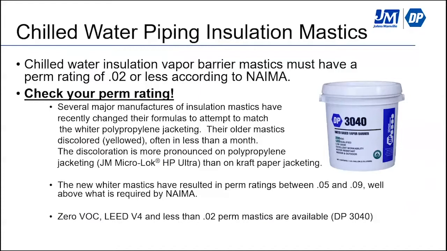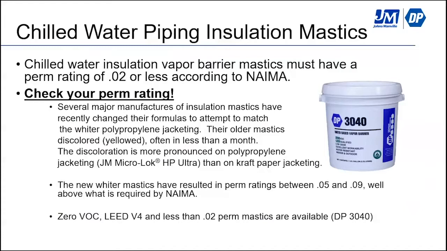Our DP3040 has a perm rating of less than 0.02 when tested with ASTM E96, whether it's method B or method D. And in addition, you get the benefit of zero VOC and the newest LEED version 4 emission testing. So check your specifications, and I would say check your submittals.